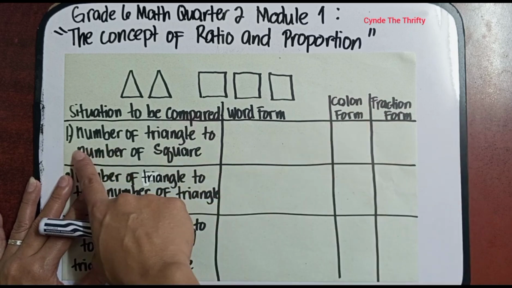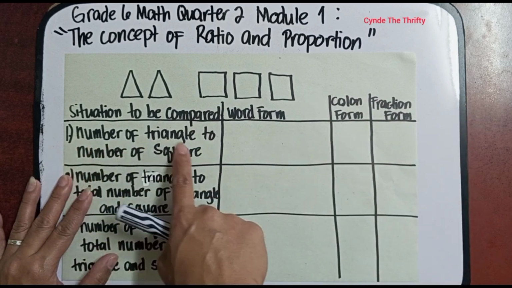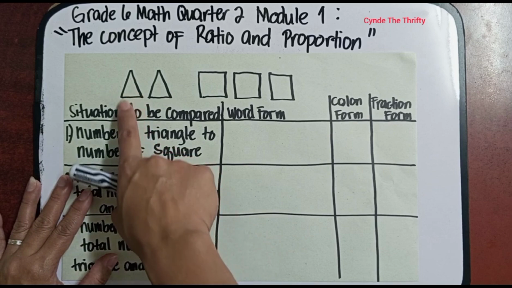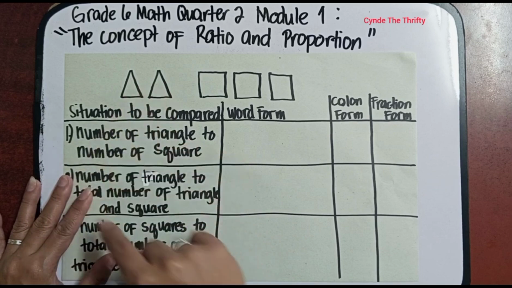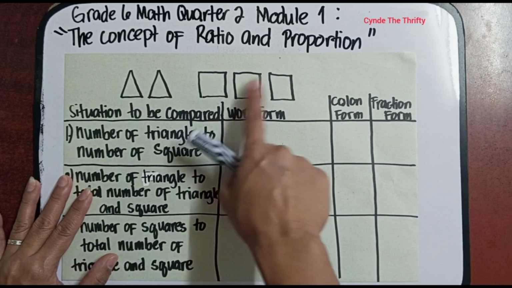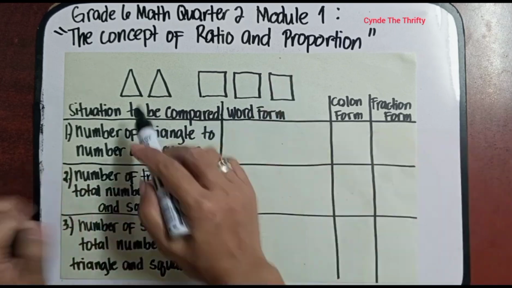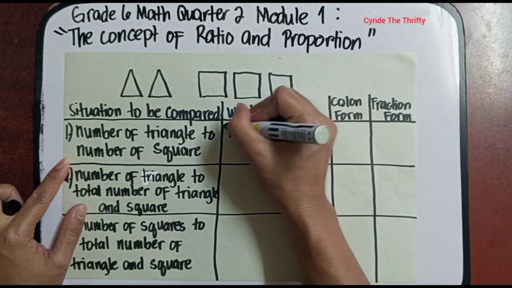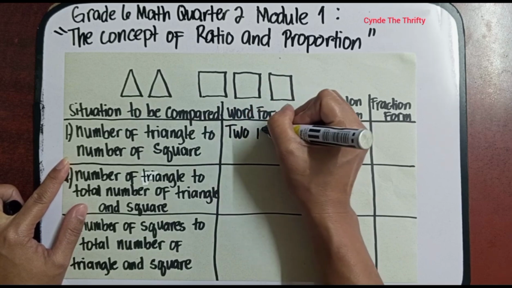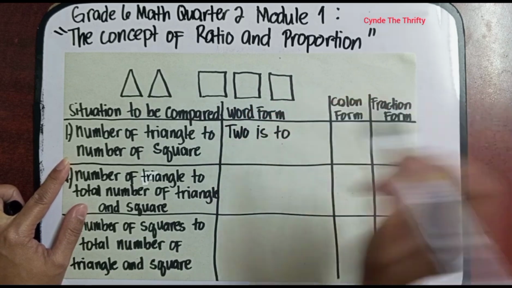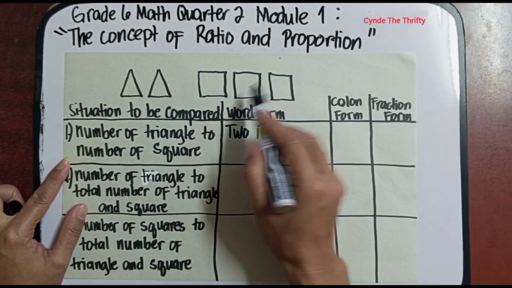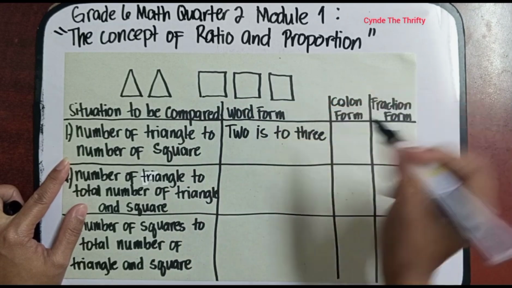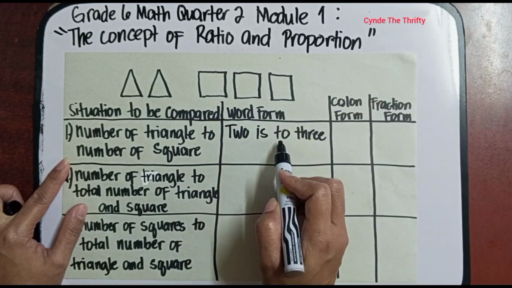Okay, number 1. Number of triangle to number of squares. So, ilan yung number ng triangle? Isa, dalawa. Ilan yung square? Isa, dalawa, tatlo. So, ibig sabihin, ang number ng triangle is 2. So, that is word form tayo ha. 2 is to 3. Ilan yung square natin? 1, 2, 3. 3. So, ibig sabihin, 2 is to 3.